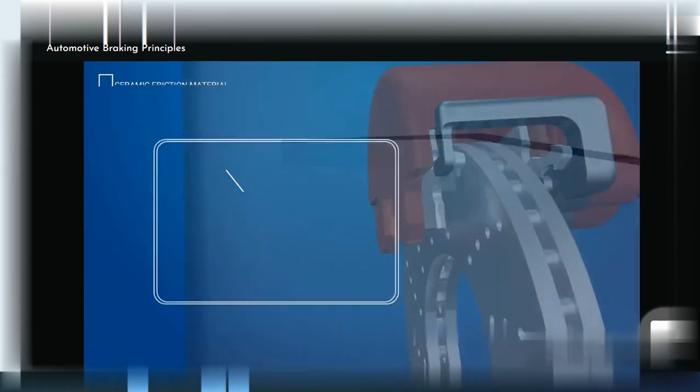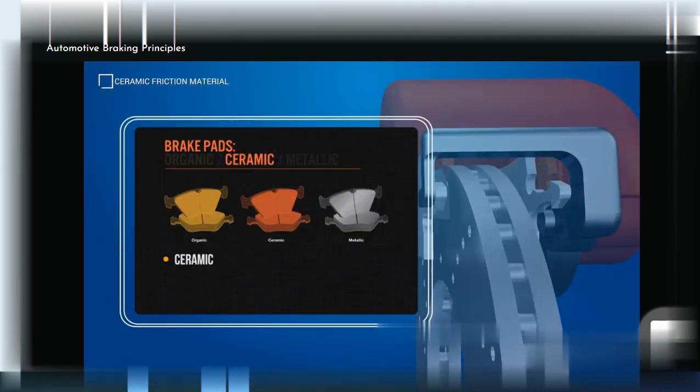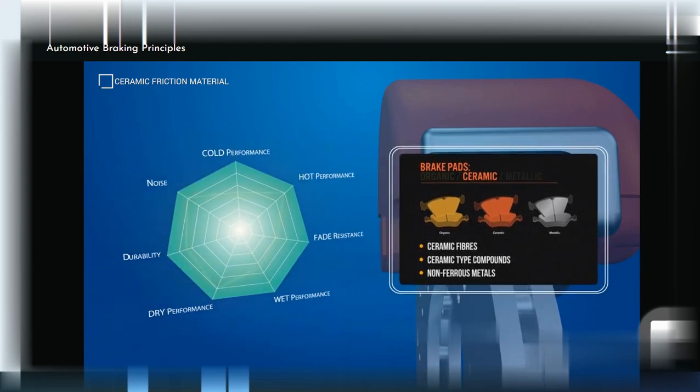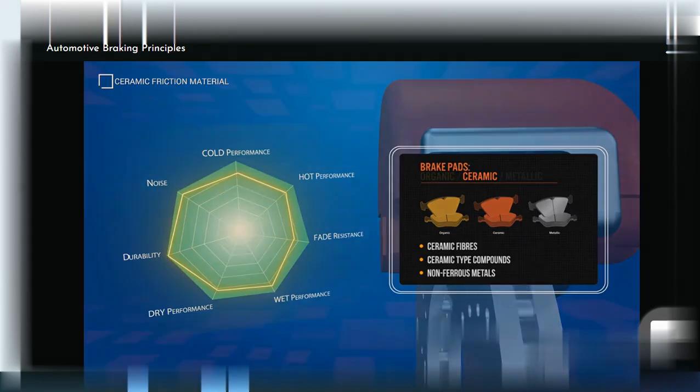Ceramic friction materials contain ceramic fibres, ceramic type compounds and some non-ferrous metals. They offer excellent performance in all areas. They're quiet, they last a long time and they're very effective over a wide temperature operating range.